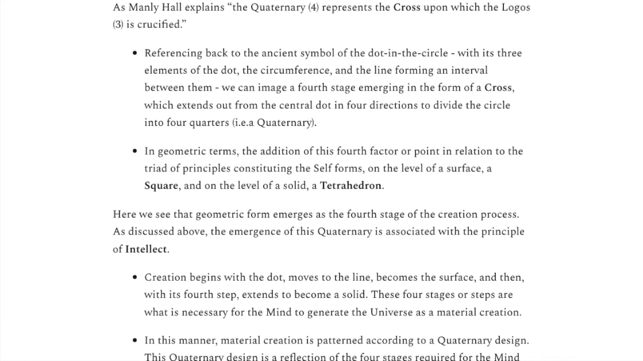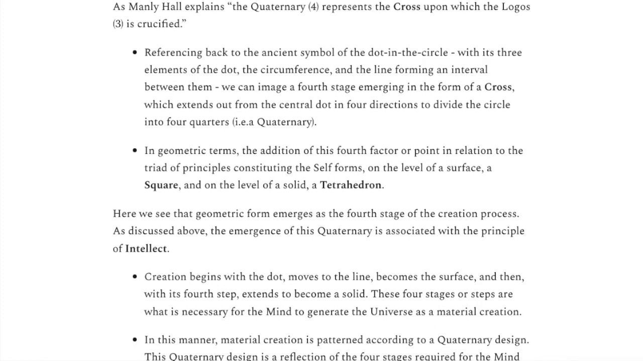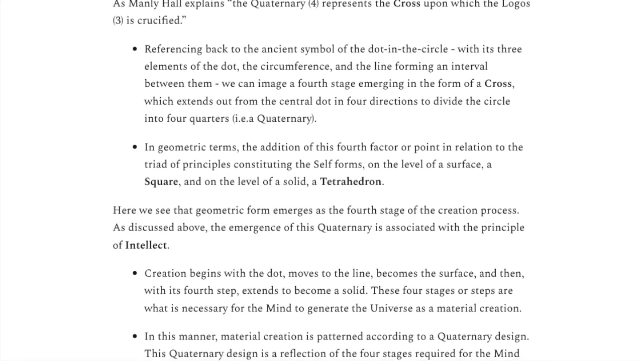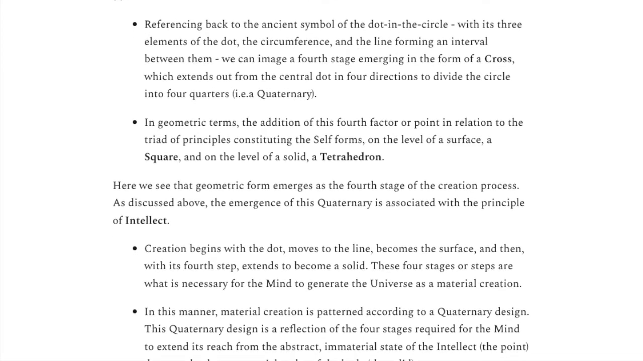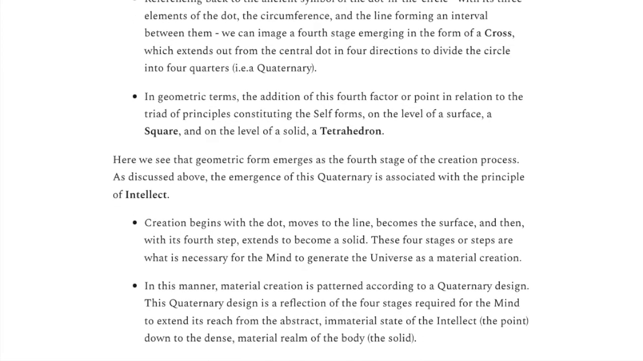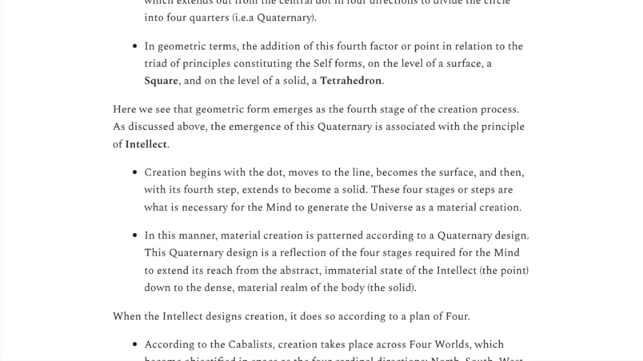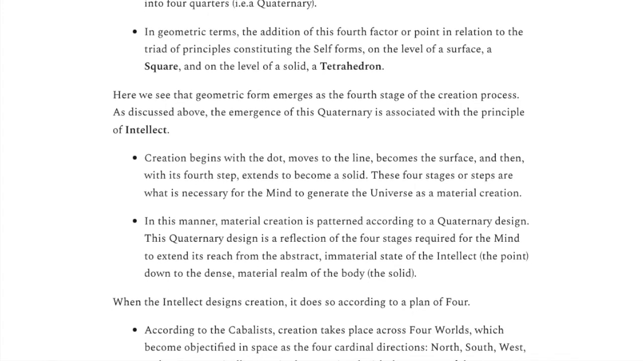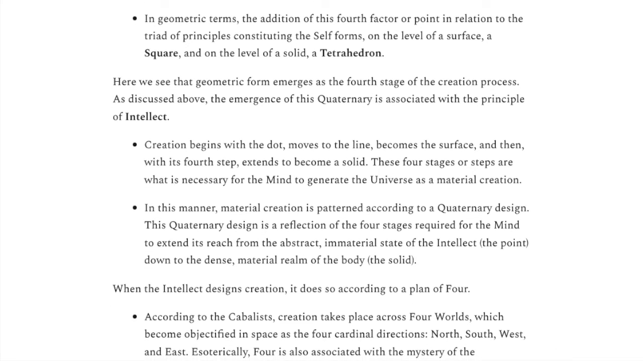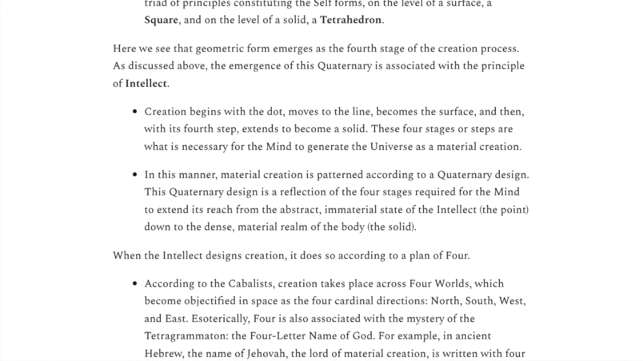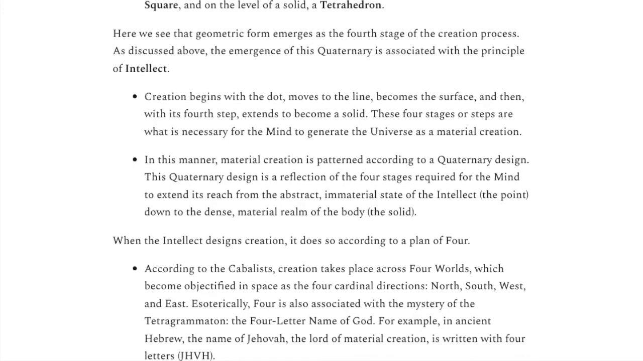Creation begins with the dot, moves to the line, and becomes the surface. Then, with its 4th step, it extends to become a solid. These 4 stages or steps are what is necessary for the mind to generate the universe as a material creation. In this manner, material creation is patterned according to a quaternary design. This quaternary design is a reflection of the 4 stages required for the mind to extend its reach from the abstract, immaterial state of the intellect, which symbolically you could say is the point, down to the dense material realm of the body, which is the solid.